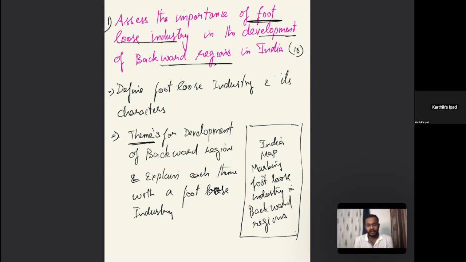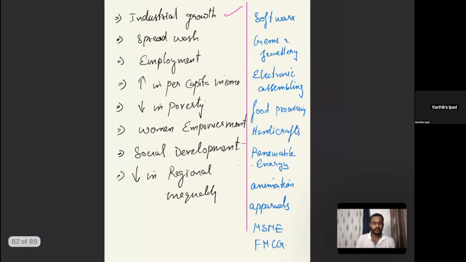And then the answer writing format can be with themes. For each theme, take the process of development of backward regions. You can give one example of a footloose industry with a state map or with state-based examples. In the first page, if you're going to give multiple state-based maps, it's fine, or else give one India map and mark footloose industries with backward regions of India, right? So the theme areas are given in black and the footloose industries are given in blue.